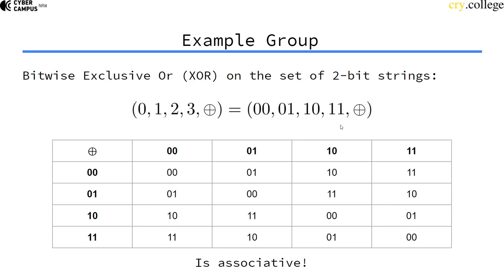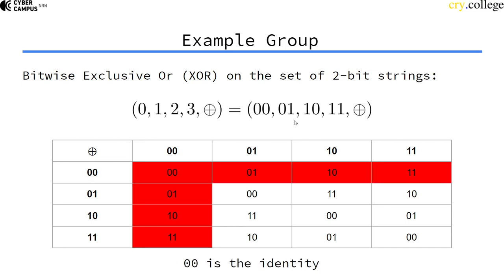It's associative because it doesn't matter if we calculate 01 XOR 10, which is 11, or 10 XOR 01, which is also 11. So, this is associative. Well, there's an identity element, and it's 00, because no matter what element I XOR with 00, I always get this element back. Right? So 00 XOR 11 is 11, and so on.